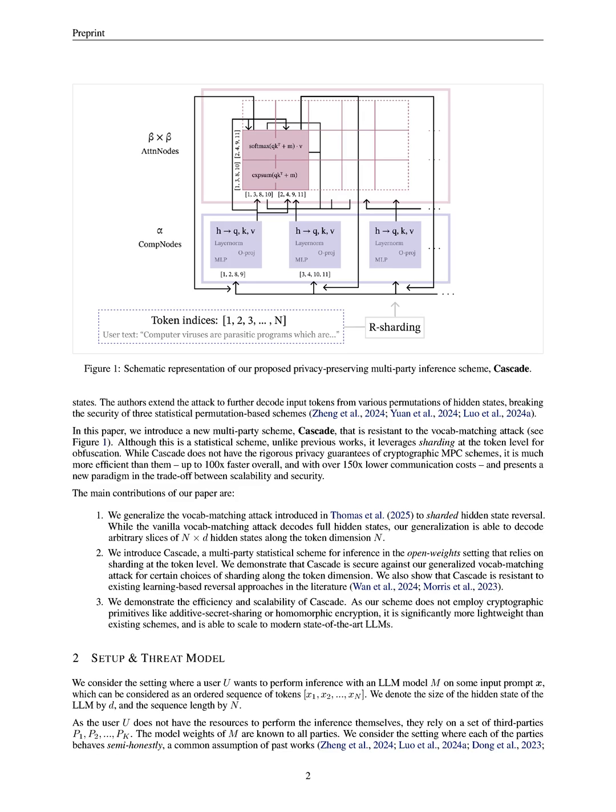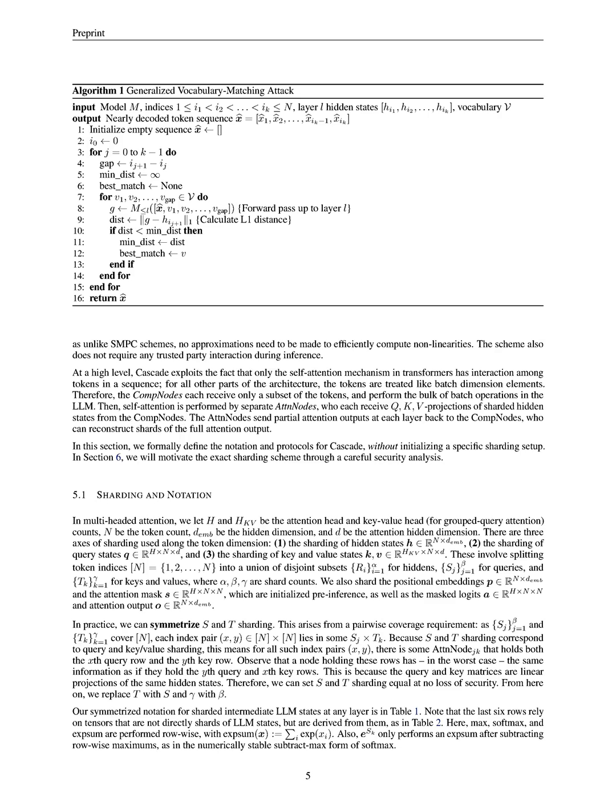The Cascade method operates through a multi-party statistical scheme that employs token-level sharding to enhance security and efficiency during LLM inference. First, the input tokens are divided into disjoint subsets, creating sharded hidden states, query states, and key-value states, which are distributed among multiple comp nodes and atom nodes. Each comp node processes its assigned shard of hidden states by applying layer normalization and projecting these to obtain query, key, and value states, which are then sent to the atom nodes.